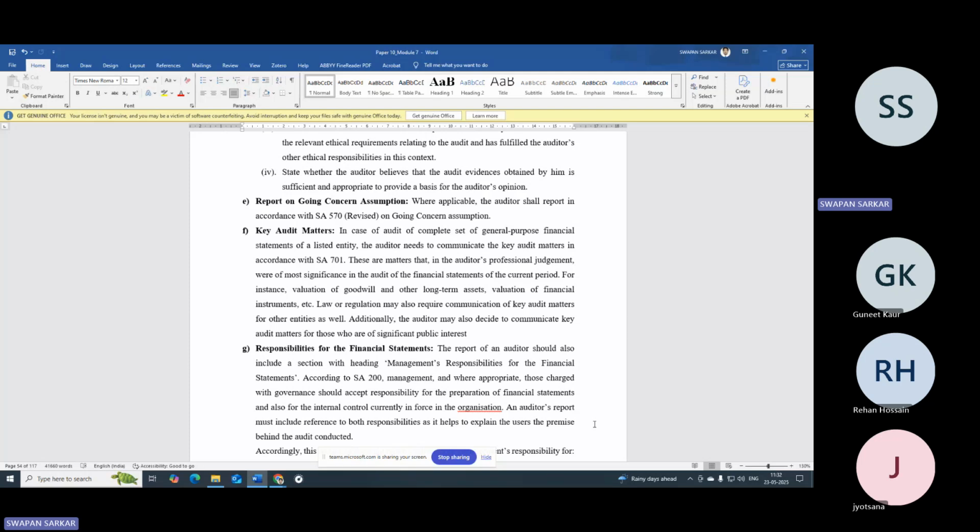Responsibilities for financial statements. The report of an auditor should also include a section with the heading Management's Responsibilities for Financial Statements. According to SA 230, the management and, where appropriate, those charged with governance should also accept responsibility for the preparation of financial statements, and also for the internal control currently in place in the organization. An auditor's report must include reference to both responsibilities, and it helps to explain to the users the premise behind the audit.